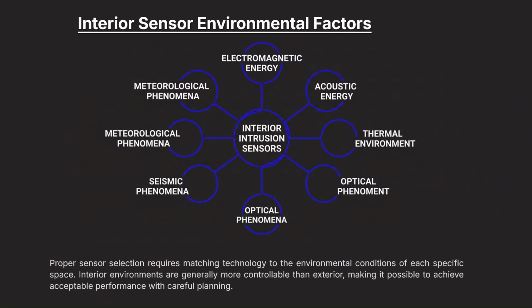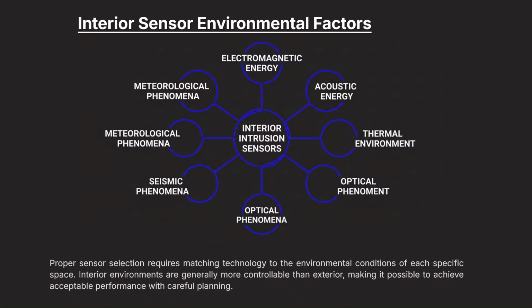Interior intrusion sensors do not operate in isolation. They're heavily influenced by environmental conditions. Factors such as acoustic noise, electromagnetic interference, thermal variations, and air movement can all impact sensor performance. For example, heating systems or sunlight can affect infrared sensors, while electrical equipment may interfere with microwave or electronic signals.